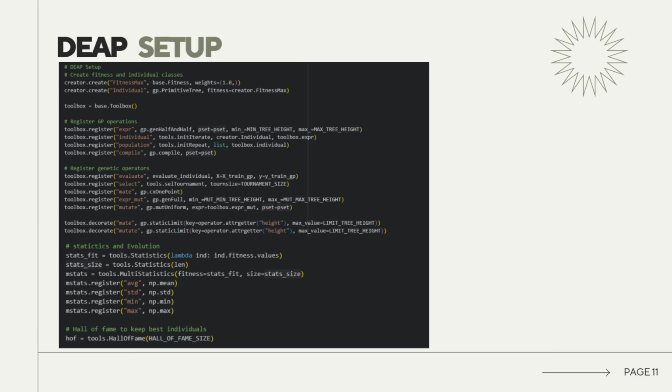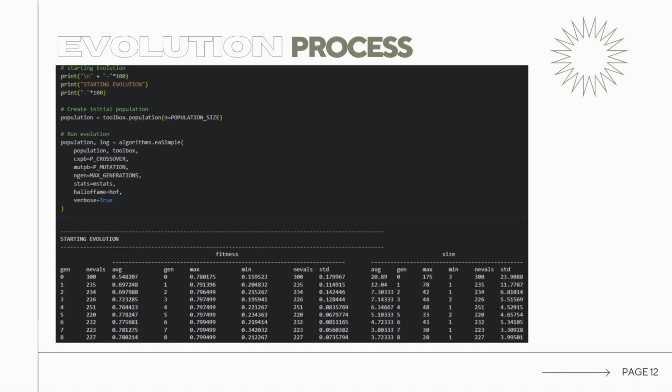Next, this is the DEAP setup where we are creating the individuals, registering the genetic operations and operators like selection, crossover, and mutation. And also we are creating a hall of fame to show the best individuals.